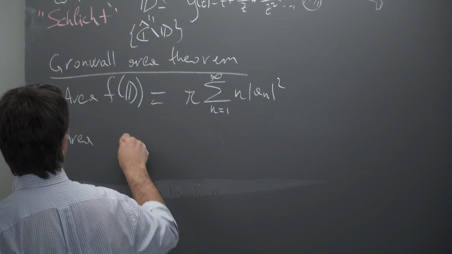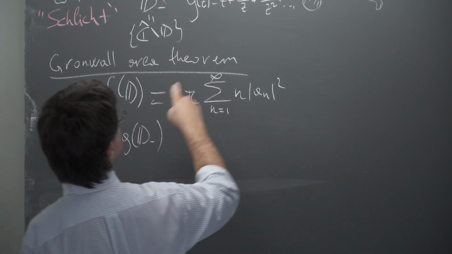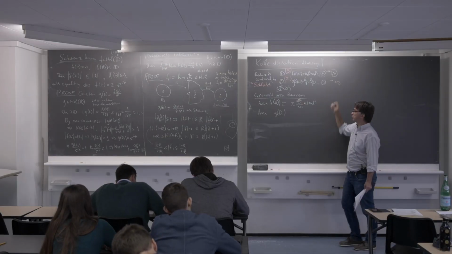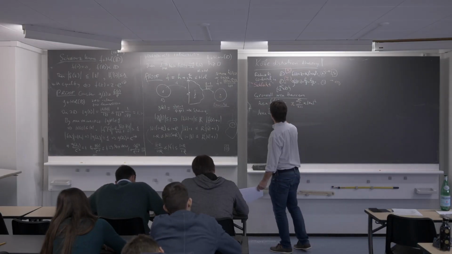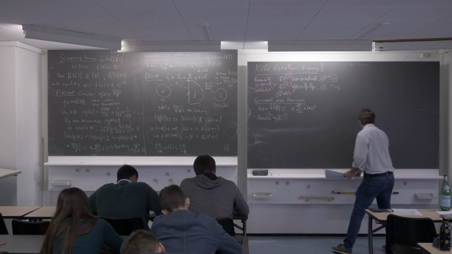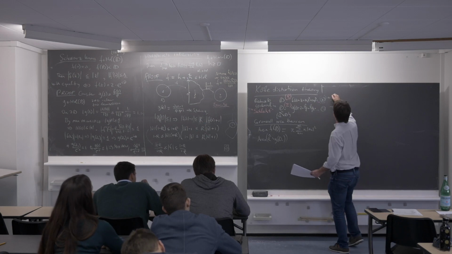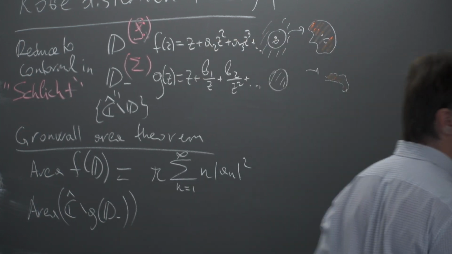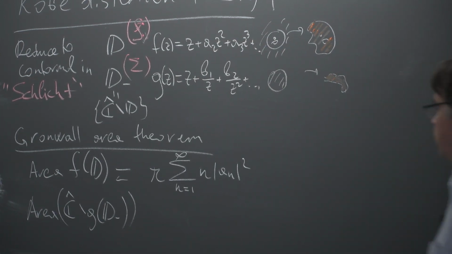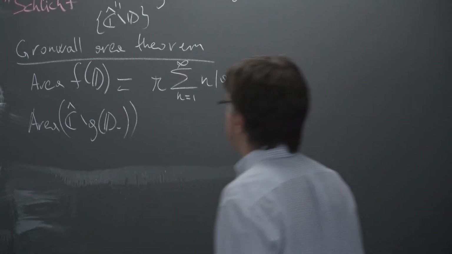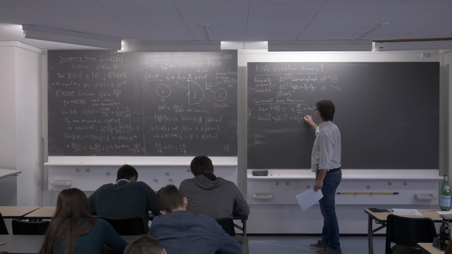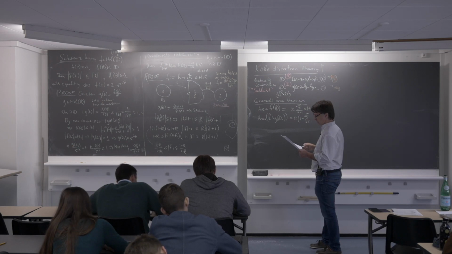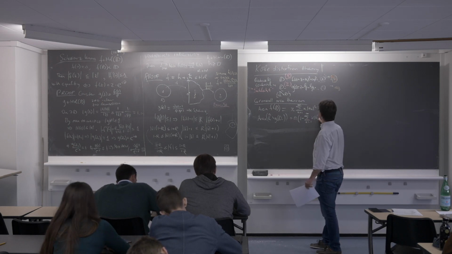Now, I cannot write area of g of D minus because area of the image here is infinite because it contains infinity. But I can write complement of the area. So area of the sphere minus the image. So it's basically in the first case we do the area of this domain. In the second case we do the area of the complement to our domain because both are finite. And the second one is pi times 1 minus a similar sum for k equal 1 to infinity k b_k squared.